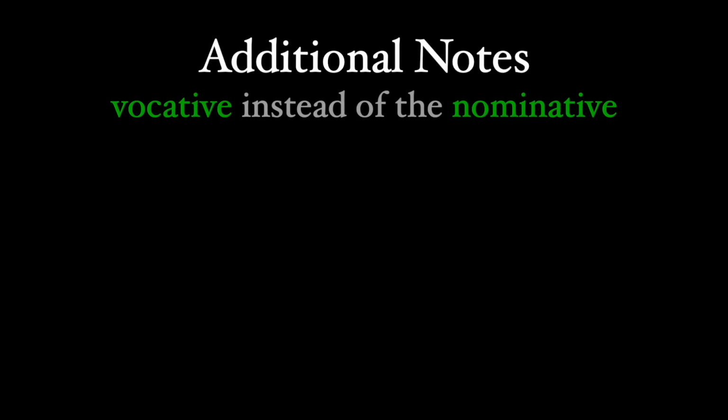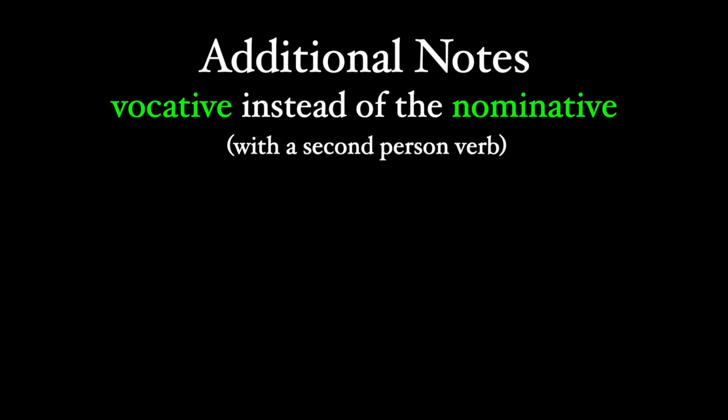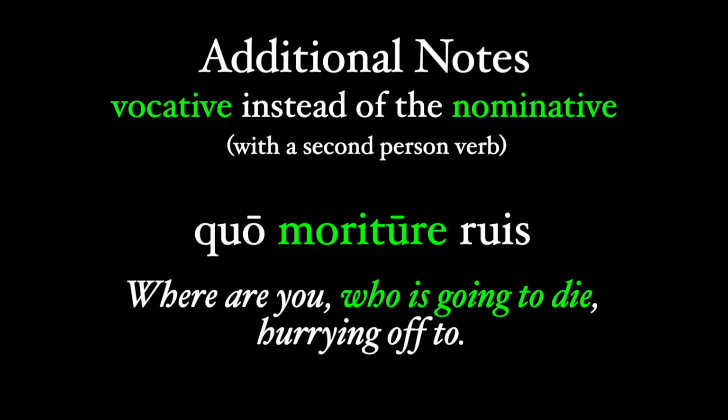Sometimes in poetry, with a second-person verb, the vocative of an adjective will be used instead of a nominative. Virgil writes, Quo moriture ruis? Where are you, who is going to die, hurrying off to? Moriture is vocative with the second person ruis.